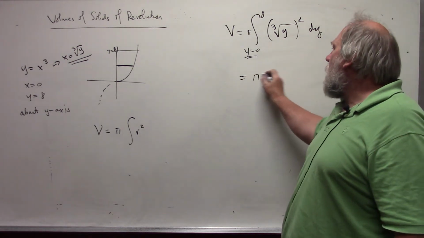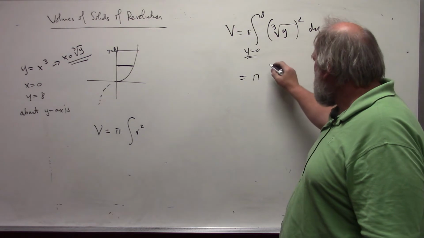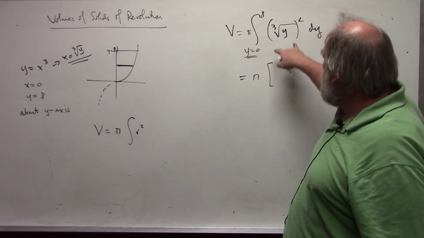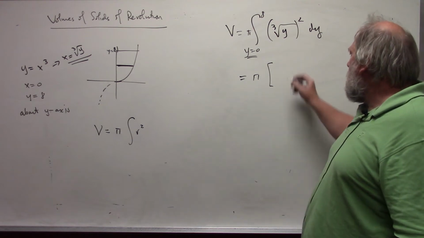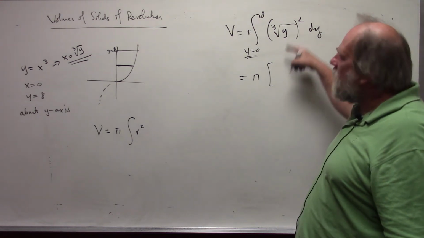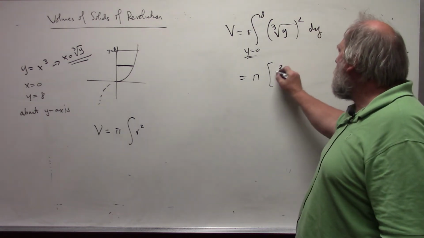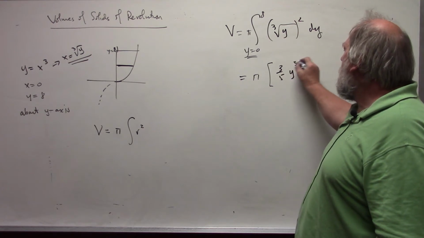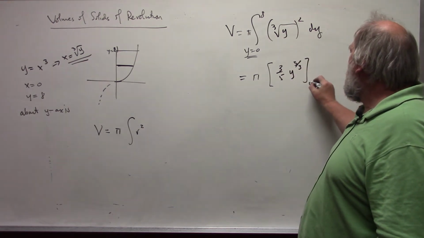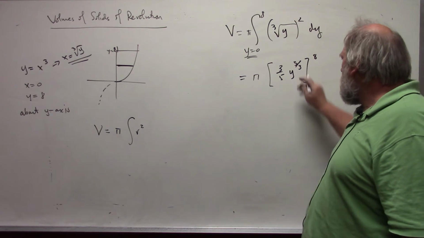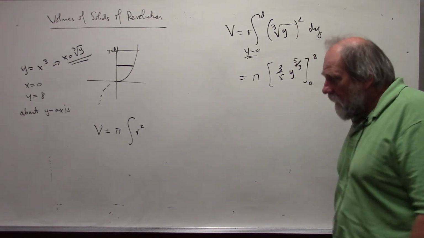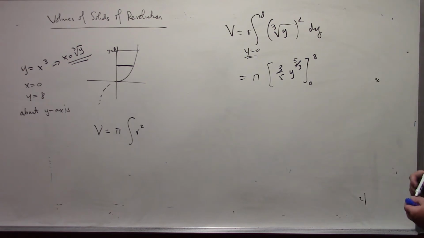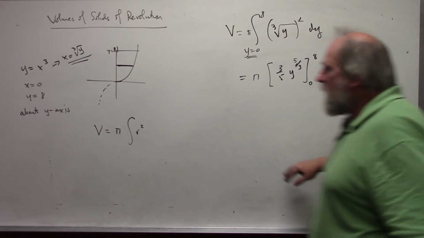This would be pi times the antiderivative of y to the 2/3, which would be, add 1, you get 5/3, reciprocal 3/5, going from 0 to 8. You can calculate that out. Again, I'm going to skip that part of it. A couple more examples.